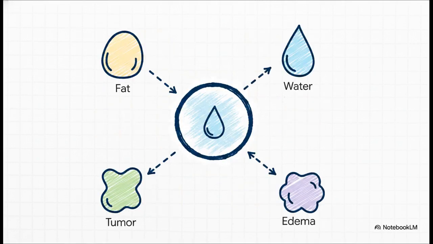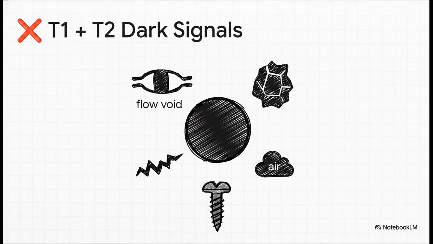Next up, what's bright on T2? This one's a little more intuitive, actually. Just think water. Anything with a lot of water is going to light up. So that means fat, obviously water itself, edema, and here's a big one: most tumors are going to be bright on T2.